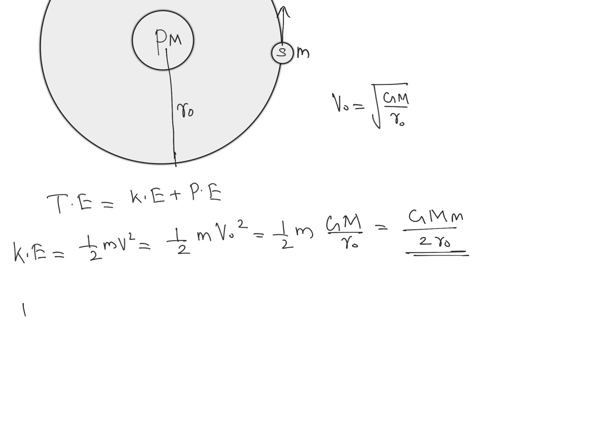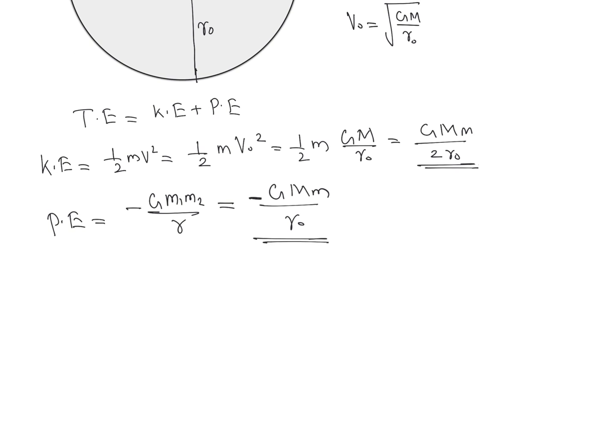Now like that we can find the value of its potential energy. Potential energy means the gravitational potential energy, and we know the equation for gravitational potential energy of two masses m1 m2 separated by distance r is minus G m1 m2 by r. So in this situation we can write minus G into mass of the planet into mass of satellite divided by orbital radius r naught. So this is the equation for its potential energy.